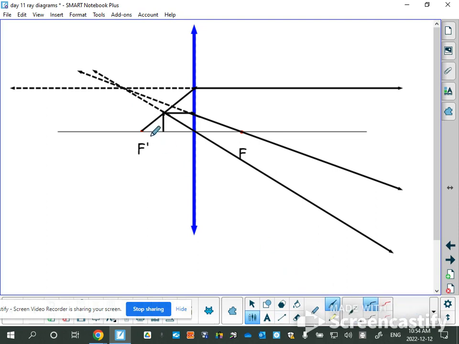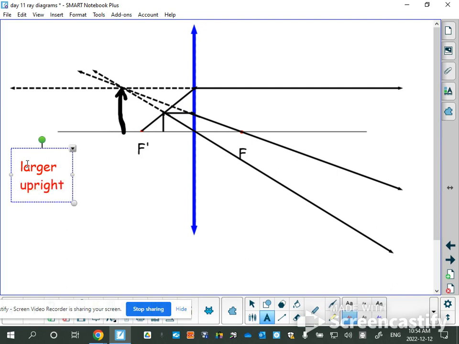Now when I draw in my image, you'll see that this is the top of my image over here, which means when I go down to the principal axis, I now have an upright image. So I would call this obviously larger. I would say this is upright. I would say it is farther than the original object, and it is definitely virtual because I had to trace it back to find it.